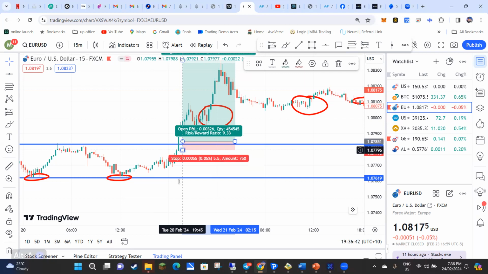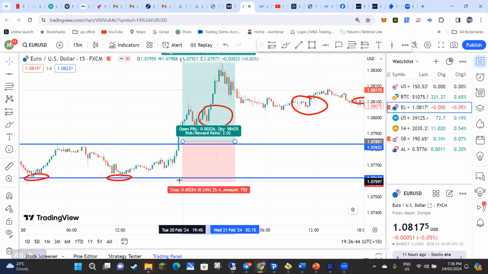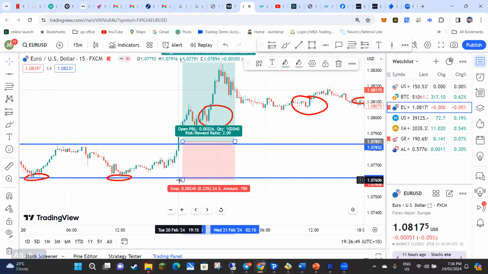And that is below, in this case, that blue line. And the reason it goes there, we've already mentioned one reason why.